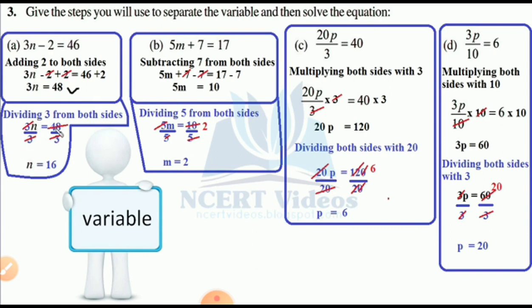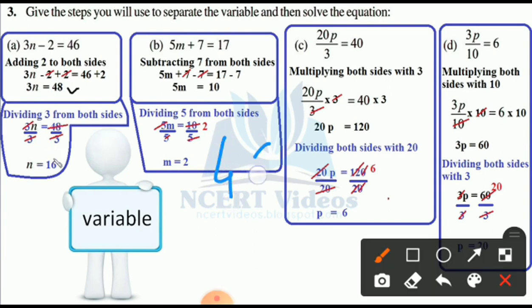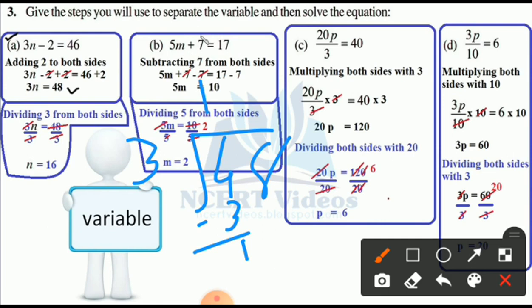Why? 48 divided by 3. See here, 48 divided by 3. 3 1s are 3. 4 minus 3 is equal to 1. Bringing down 8 and 3 6s are 18. You can do it this way in rough work. No problem, student. Subtract it. 0, 0. Clear?